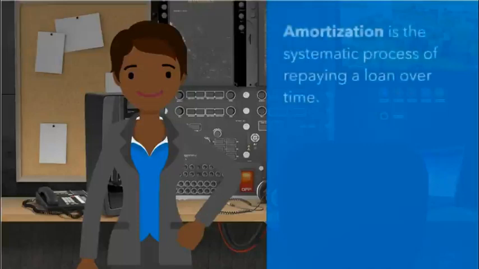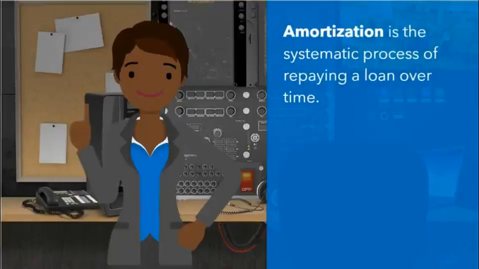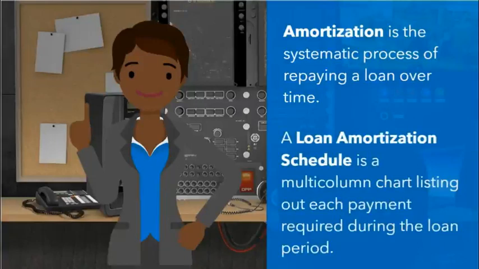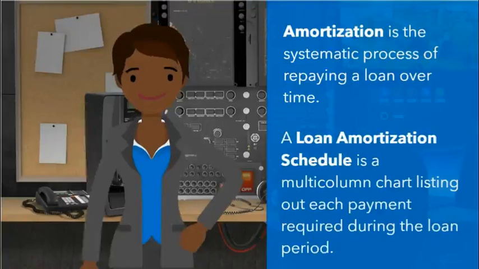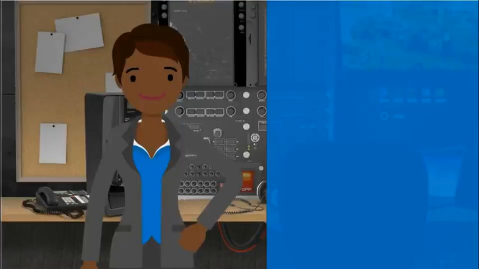Let's take a closer look at amortization, which is simply the systematic repayment of a loan over time. Repayment of a mortgage loan is calculated with a loan amortization schedule, which is just a multi-column chart that lists out each payment required during the period of the loan itself. We do love our charts, don't we? Let's look at an example.